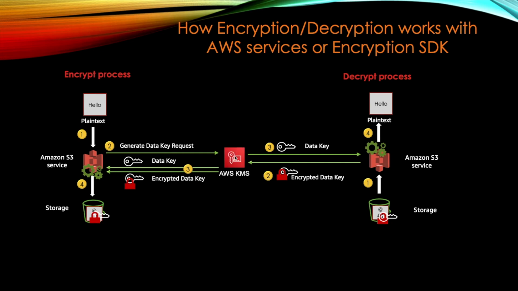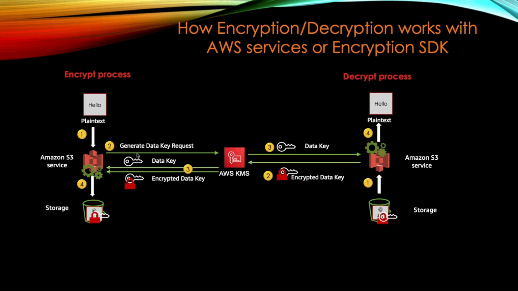Now KMS will verify whether the user who is calling to decrypt this encrypted data key is authorized or not. Once it does all this process, it will decrypt the data key and send the data key back to S3. Now S3 will use the plain text data key to decrypt your data and send it back to you. So that's how the encryption and the decryption work.